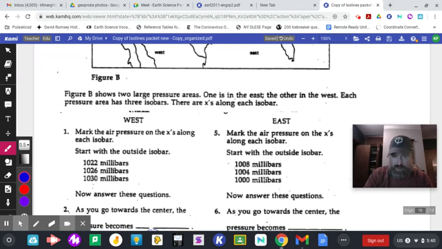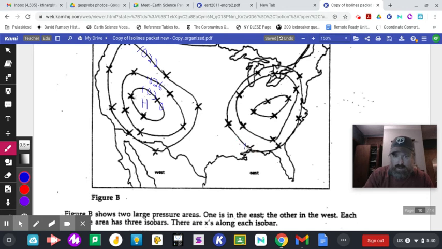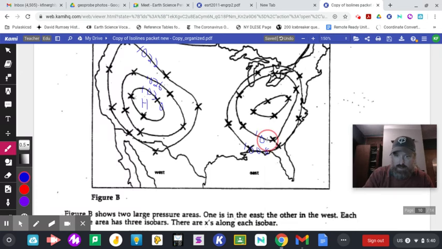All right, let's go over here and do the same thing in the east. 1008, 1004, 1000. And again, these pressures are in millibars. 1008, 1004, and 1000.